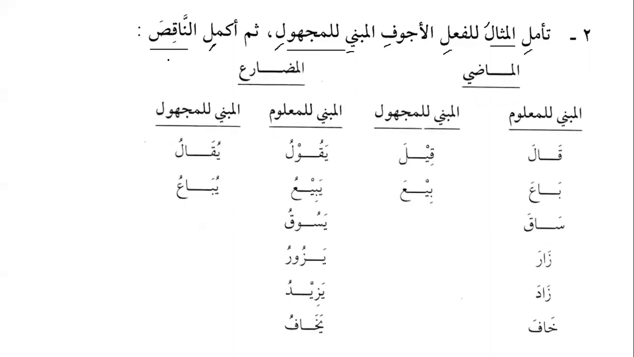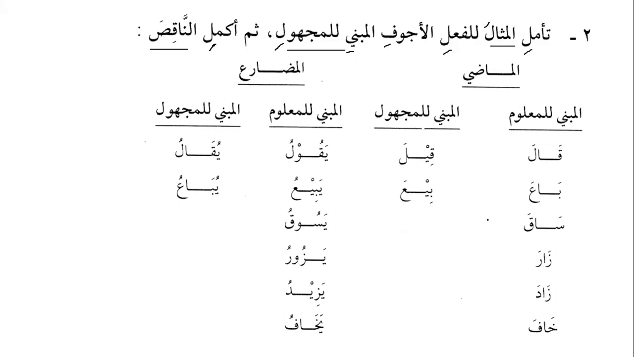Thumma, after that, akmil, complete, and akmilin naqisa, then complete the incomplete. So naqis here doesn't mean the category of the verb that is naqis. In fact, here it means the real meaning, something that is defective, something that is incomplete. Thumma akmilin naqisa, then you have to complete what is incomplete. And what is incomplete here? We can see here that we have to provide the verbs.